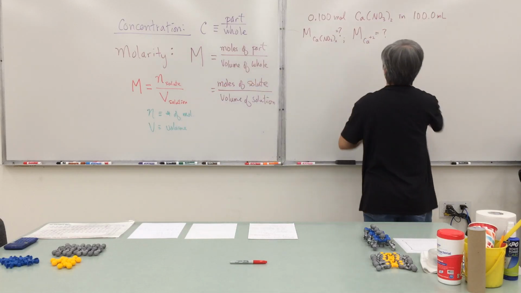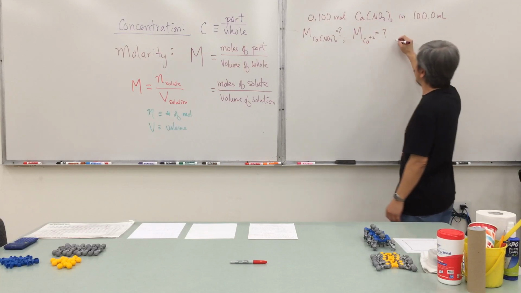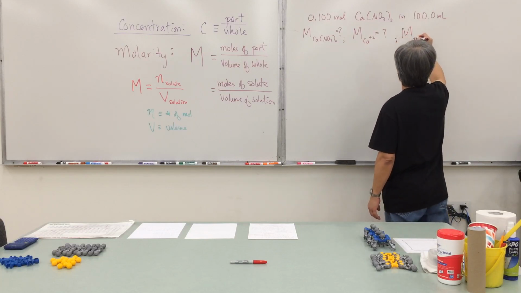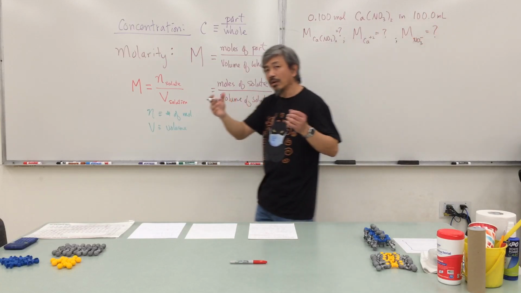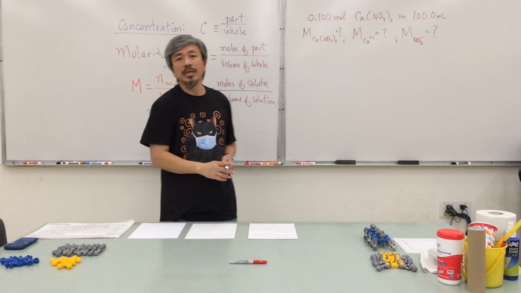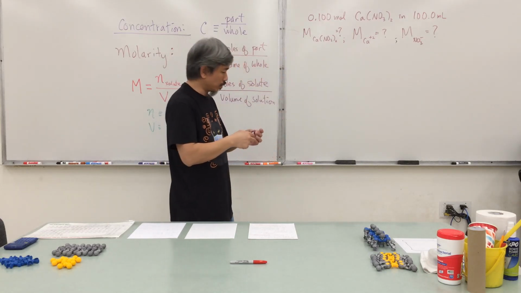So I can think about, what if I only am interested in the calcium? What would be the molarity for that? And finally, what is the molarity for NO3 minus? Again, I could have a polyatomic ion floating in there, and I can ask, what is the concentration of that inside of my solution? I can go about finding each of these three things. So how do I go about doing that?